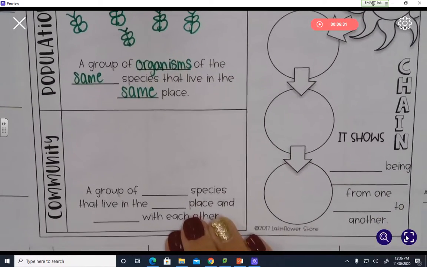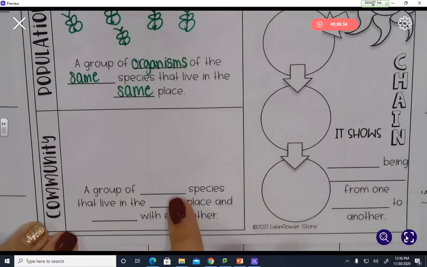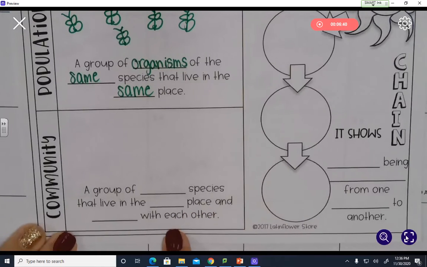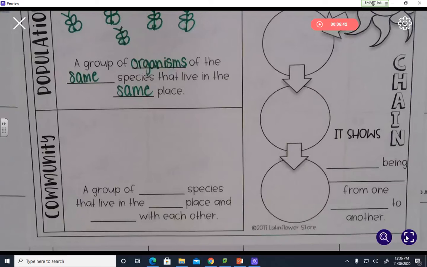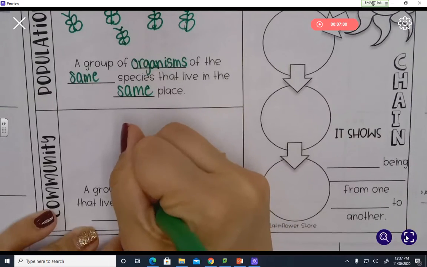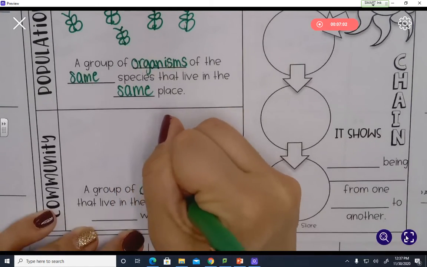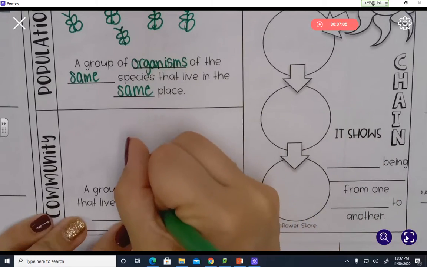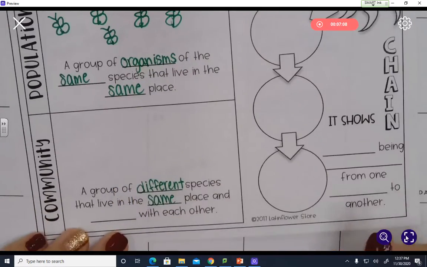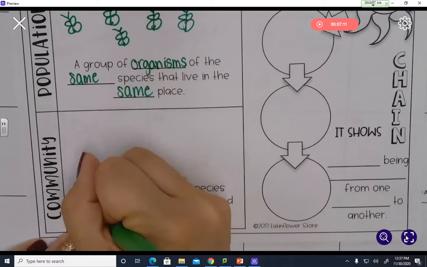So then a community is a group of blank species that live in the blank place and blank with each other. So if a population is a group of organisms of the same species that live in the same place, a community is a group of different species that live in the same place and they interact with each other.